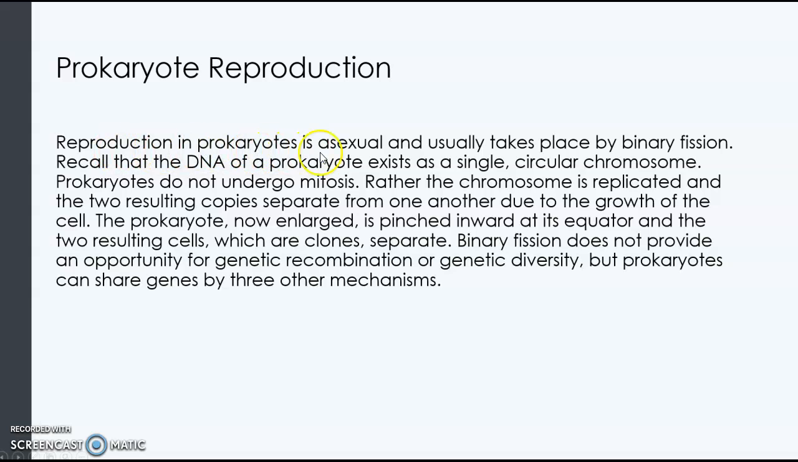Okay, reproduction in prokaryotes is asexual. That means there's not a sperm and an egg where half of the chromosomes of one parent and half the chromosomes of the other parent come together and make a unique offspring. It's not sexual reproduction, it's asexual. And the process is called binary fission. When prokaryotes divide by binary fission, they're basically cloning themselves.